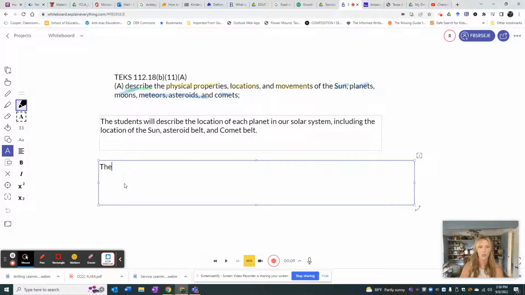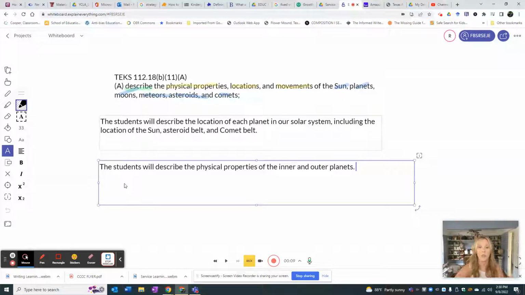So we could take it a different direction. We're going to keep the word "describe." Now maybe what we want to say is describe the physical properties of the inner and outer planets. And that would include the rocky ones before the asteroid belt and the gaseous planets outside of the asteroid belt, except for Pluto, which we know is way out there and not a gaseous planet. So we could take it that direction.